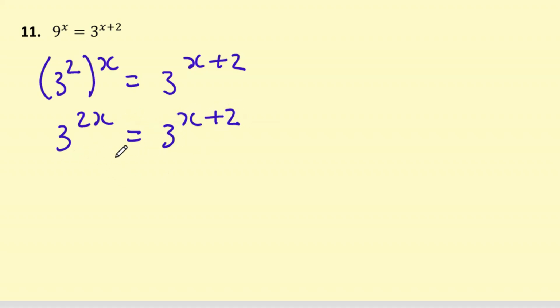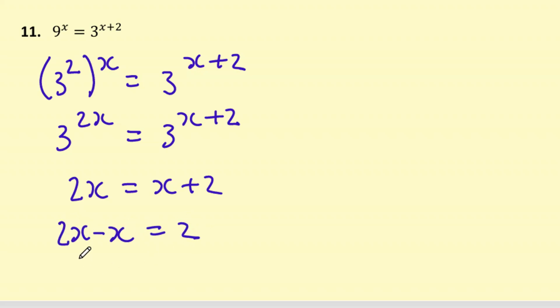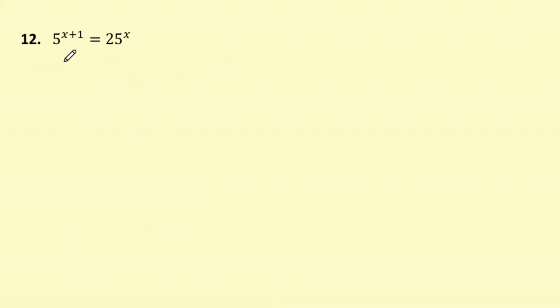Now the bases are the same on both sides of the equation. So that means the powers must be equal. So 2x must equal x plus 2. And we can solve this equation. The x on the right-hand side here we can bring to the left-hand side. So 2x minus x equals 2. 2x minus x, of course, is 1x. So x equals 2.